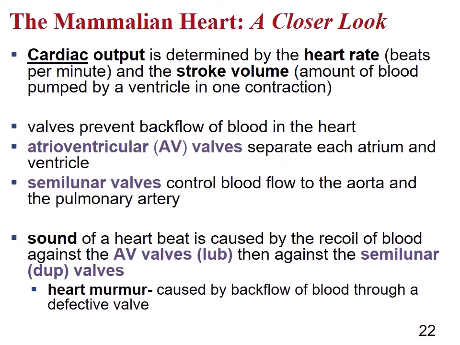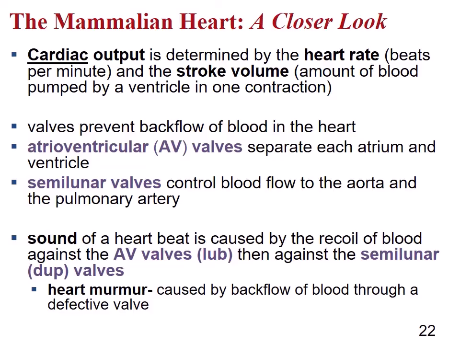So if we keep looking at this mammalian heart, cardiac output is determined by the heart rate, which is your beats per minute, and the stroke volume, which is the amount of blood pumped by a ventricle in one contraction. If you think about it, that makes sense, right? How much blood can the heart pump? Well, how often does it beat, and how much blood can it pump out in one beat? So that's not too terrible.